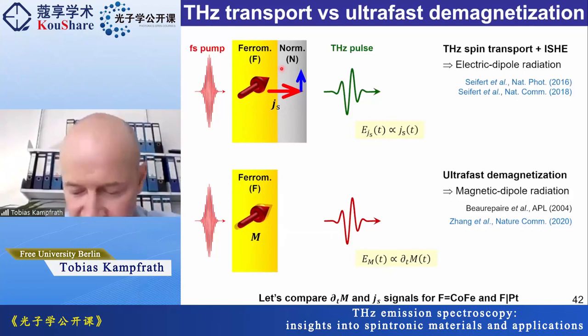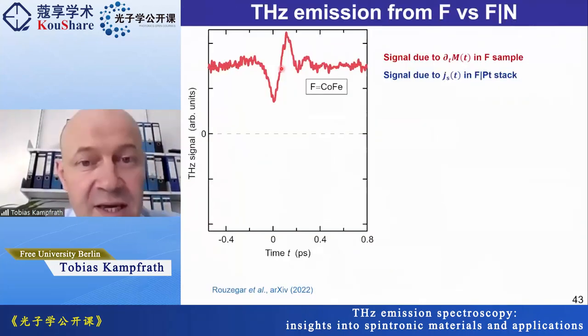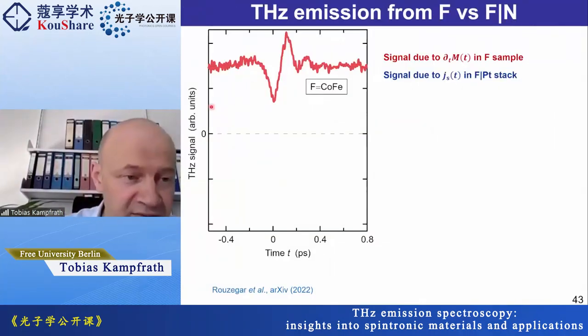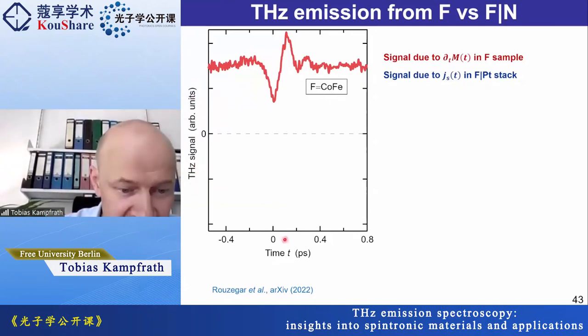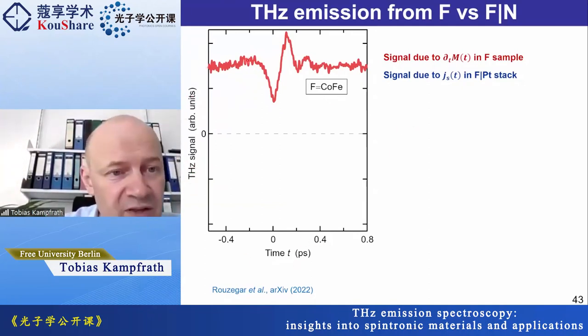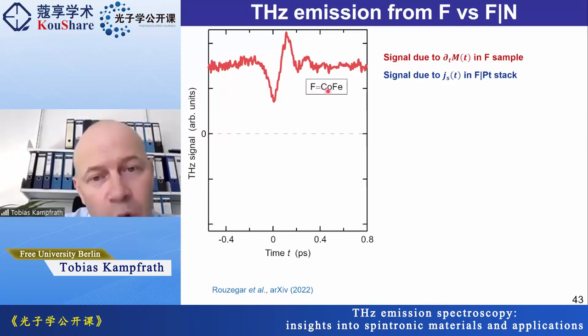And this is also what we did. And let me share the results here. So what do we have here? This is the terahertz emission signal as a function of time. And this red waveform here is the signal that we obtained from a single layer of cobalt iron.